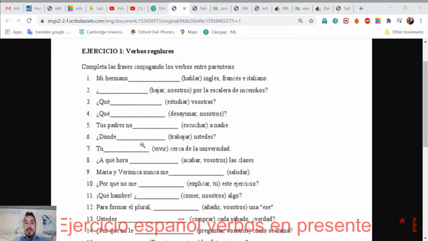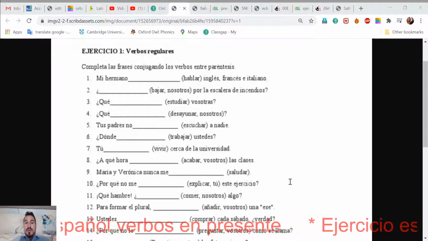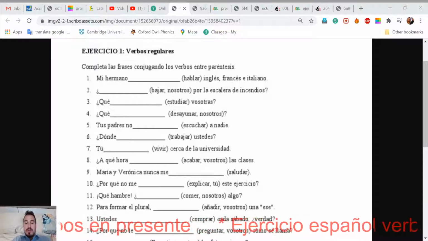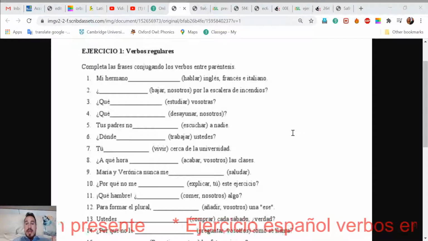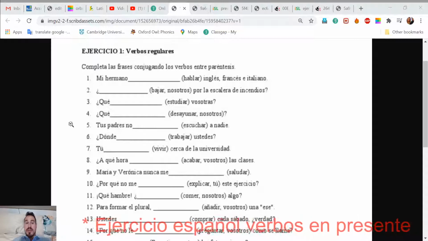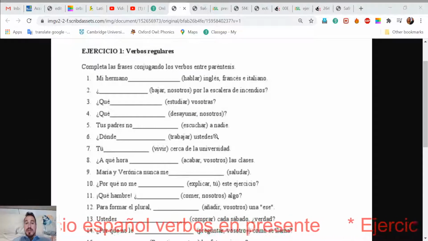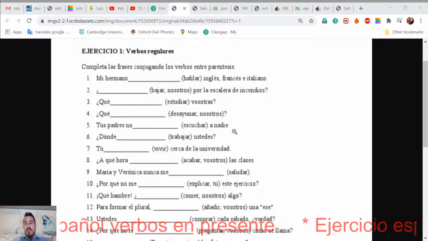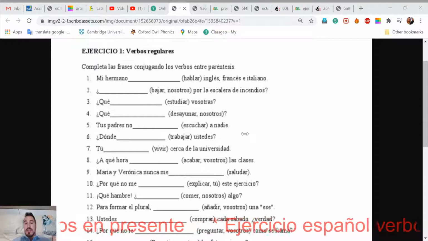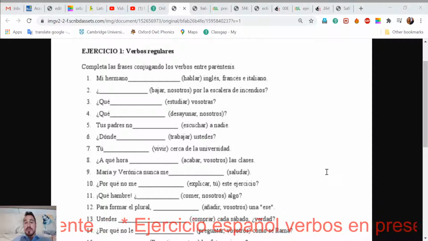Okay. Número 5. Tus padres no escuchan. So we need to use the N because we talk about they, your parents, okay? So your parents don't listen to nobody or to anybody. So nadie means nobody. So this is how we say it in Spanish, okay? We need to use double negative in Spanish.